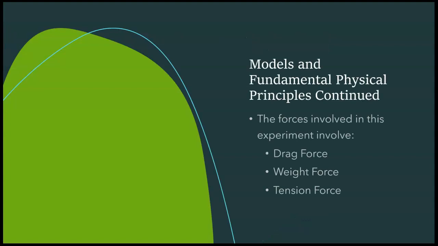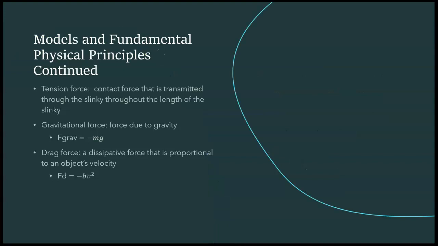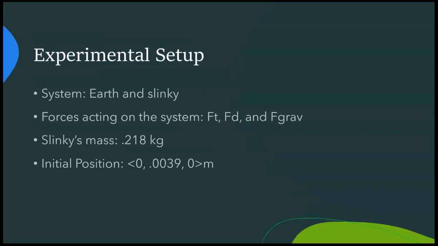In this experiment, we'll be considering three forces: drag force, the weight force, and the tension force. The tension force is a contact force that is transmitted through the slinky throughout the length of the slinky. The gravitational force is the force of gravity, which can be quantified as negative mg. And the drag force, which is a dissipative force that is proportional to the object's velocity, which can be quantified as negative bv squared, where negative b is just a coefficient of drag.